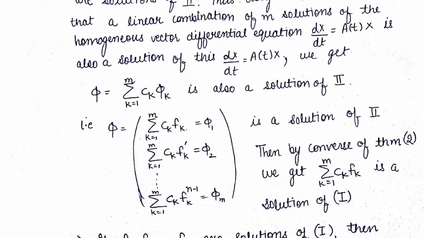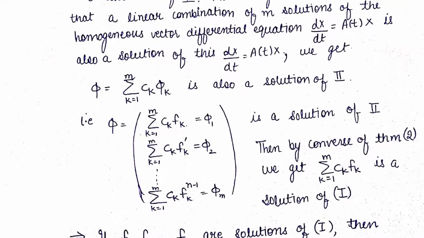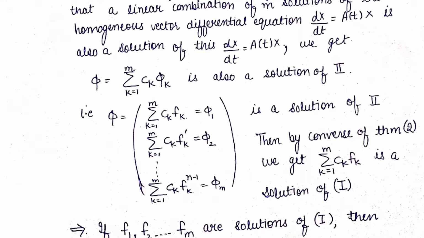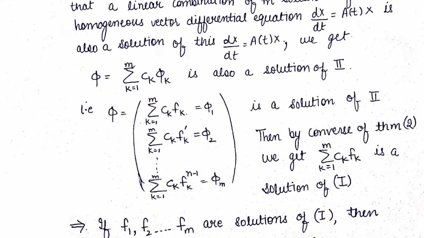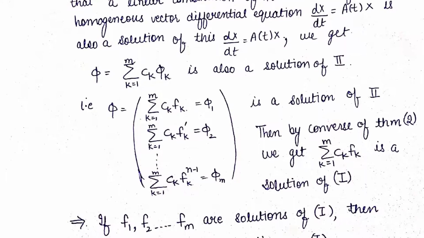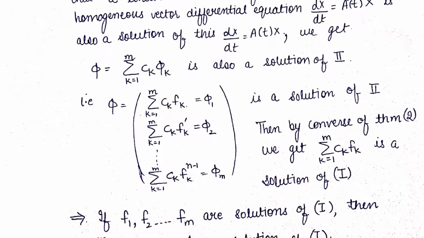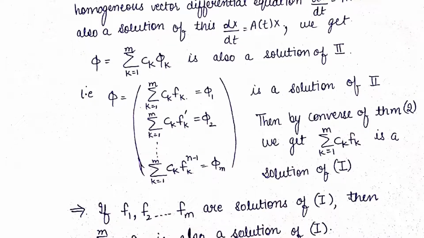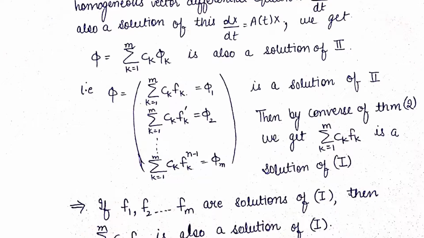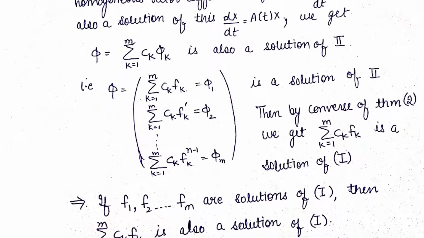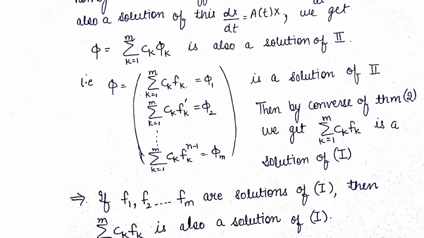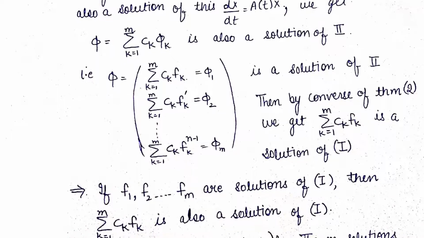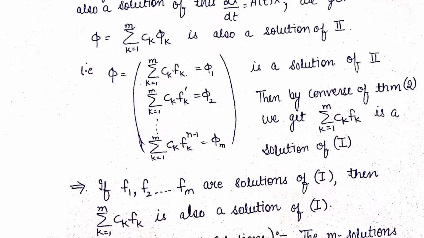Now, if we take the first component of this phi, namely phi 1, then again using the converse part of theorem 2, we get that this first component will be a solution of the nth order homogeneous linear differential equation 1. And this first component is phi 1, which is equal to the summation of ck fk, and this summation is a linear combination of f1, f2, ..., fm. This implies that if f1, f2, ..., fm are solutions of 1, then c1 f1 plus c2 f2 plus ... plus cm fm is also a solution of 1, completing our proof.